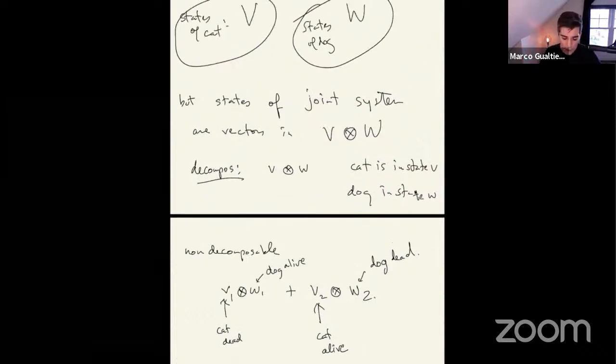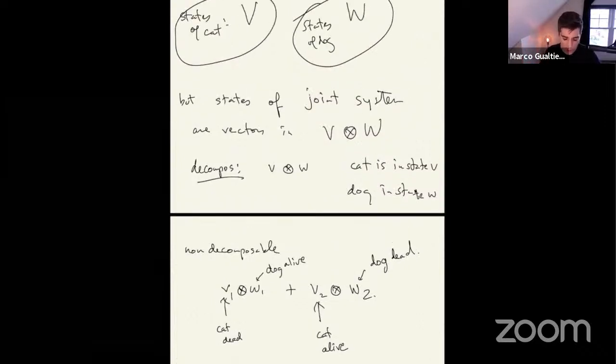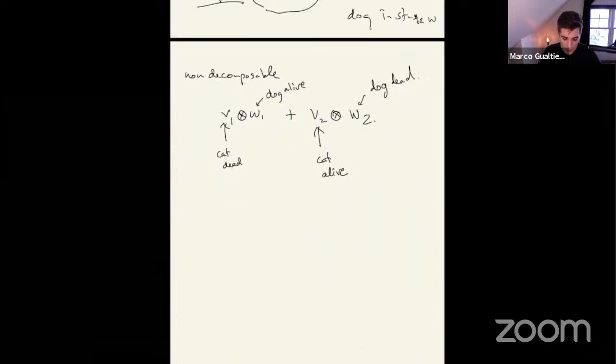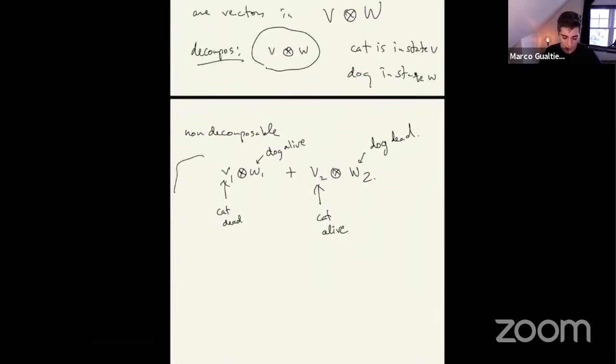The normal physics interpretation only holds for decomposable states, because you say, well, the cat is alive, the dog is alive. But what can be possible is that you have a single state in which either the cat is dead and the dog is alive, or the cat is alive and the dog is dead. But you don't know which one is which. It's a combination of these two states.